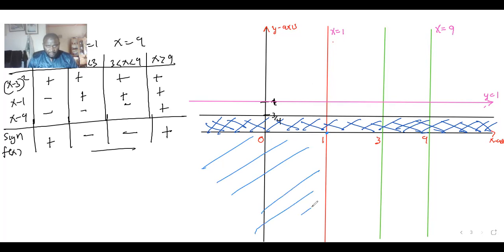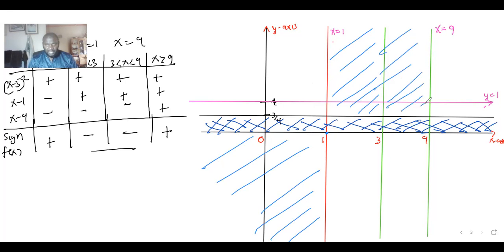Between 1 and 3, the curve is negative. Where do I shade? Up. Between 3 and 9, the curve is still negative. Where do I shade? Up. You shade up. Thank you. Then beyond 9, the curve is positive. We shade? Down. Lovely.